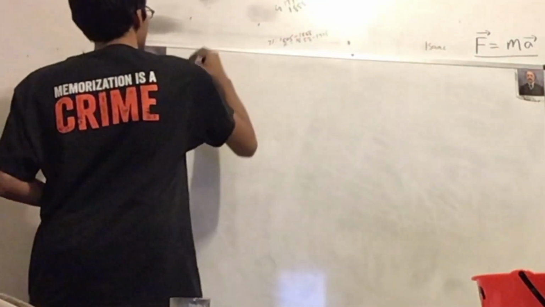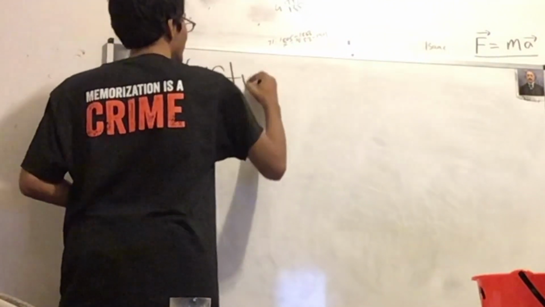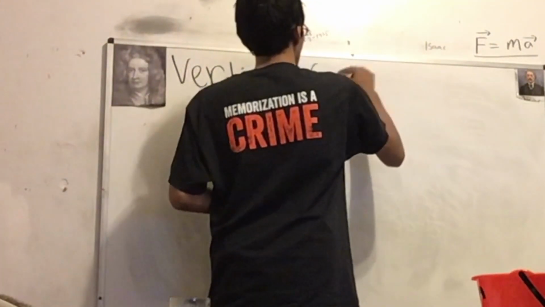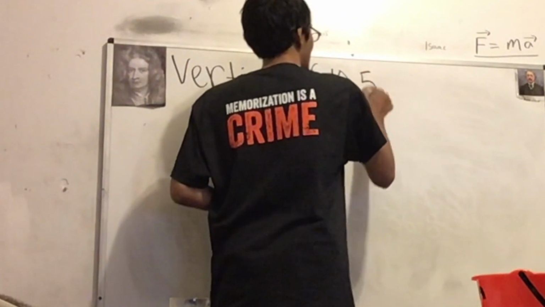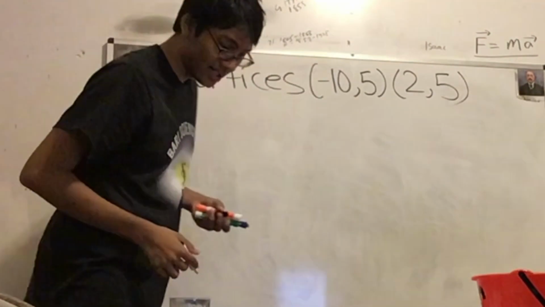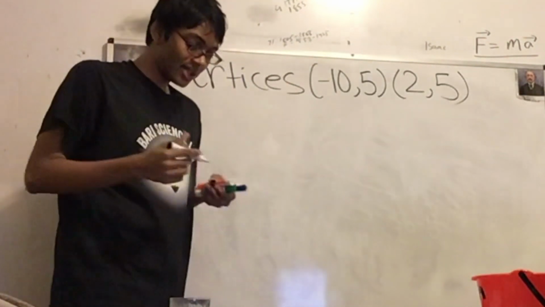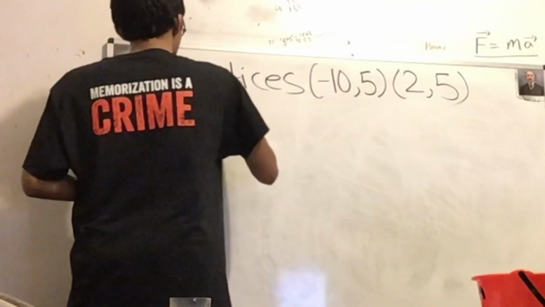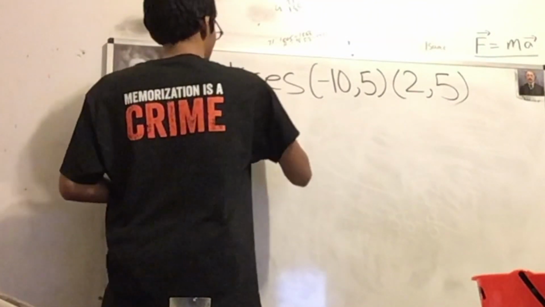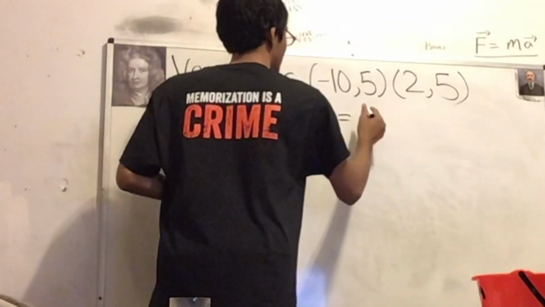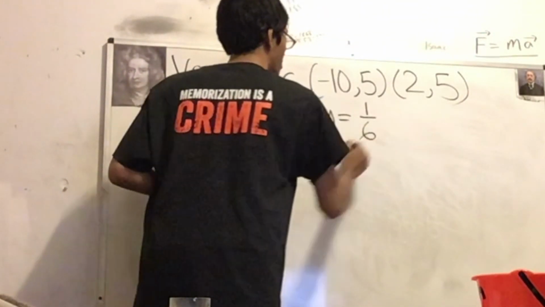Okay, so the vertices of my final ellipse are as follows. The vertices are going to be -10, comma 5, and 2, comma 5. So I have both of my vertices given. Anything else? Seems like I have nothing else given. Oh, and the eccentricity of my ellipse is 1/6. Somehow that's supposed to help me. So the eccentricity and the vertices are apparently all I need to derive the equation of the ellipse.